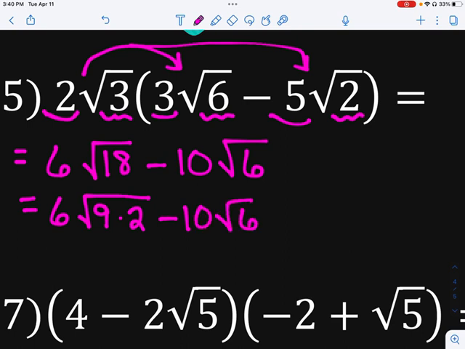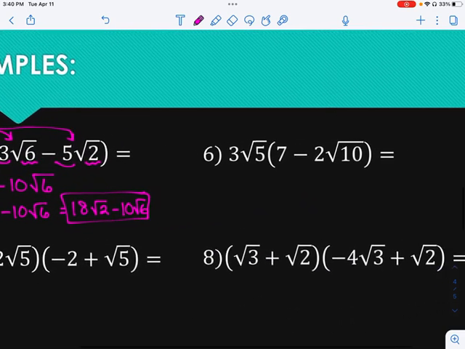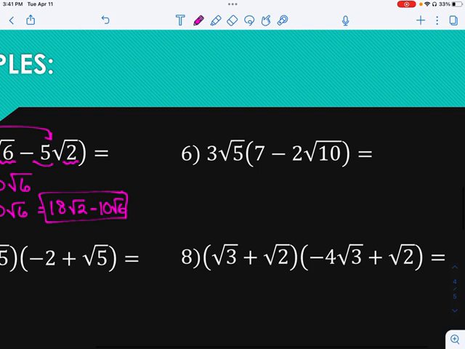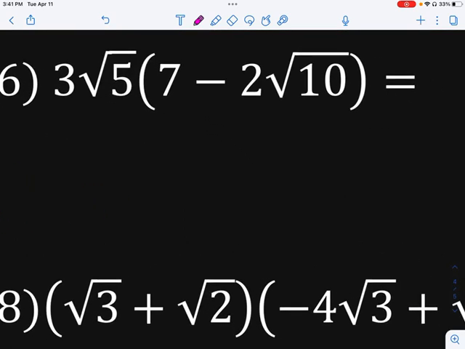6 does not, so it's going to stay. The square root of 9 is 3, so that ends up giving me 3 times 6, which is 18 square root of 2 minus 10 square root of 6. And that would be my final answer, since I can't combine those at all, since they're not like radicals. Okay, let's try this next one here.